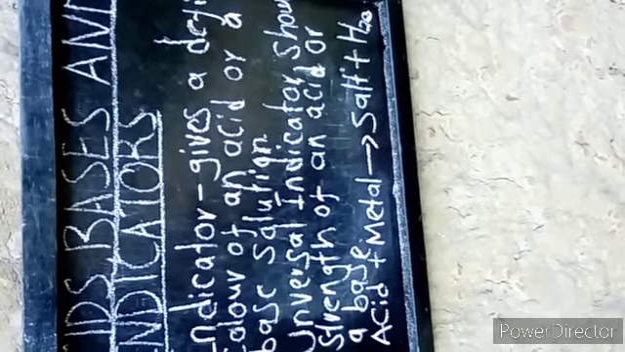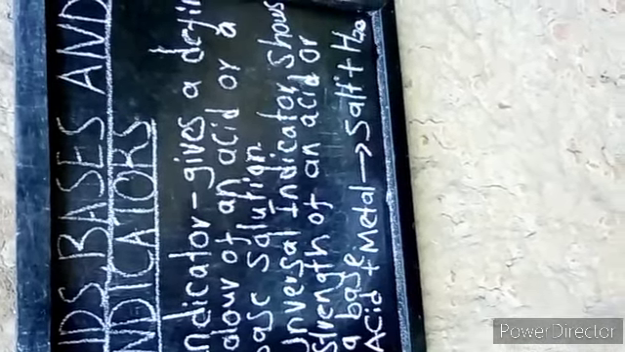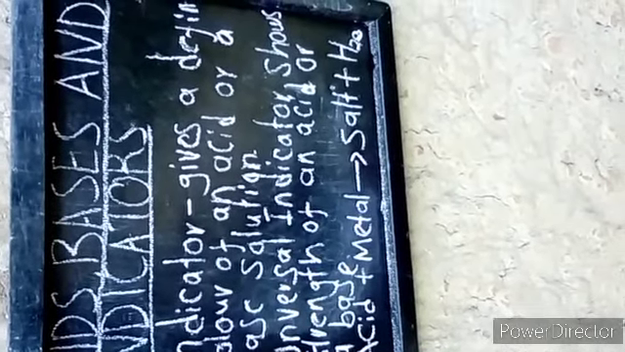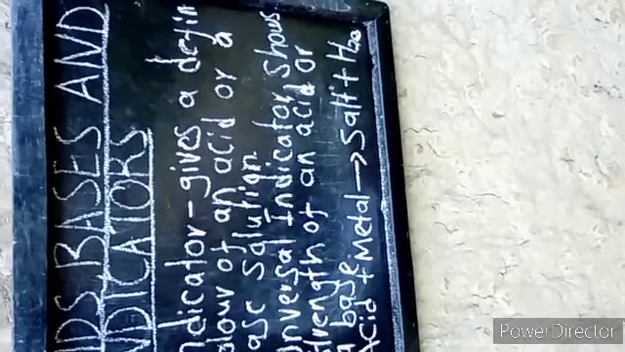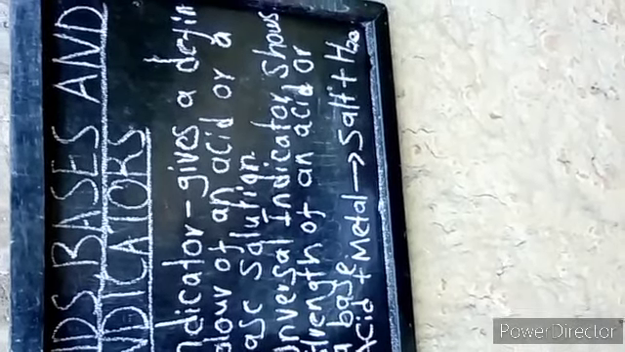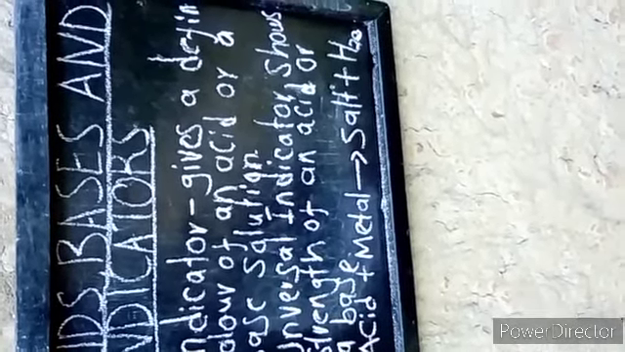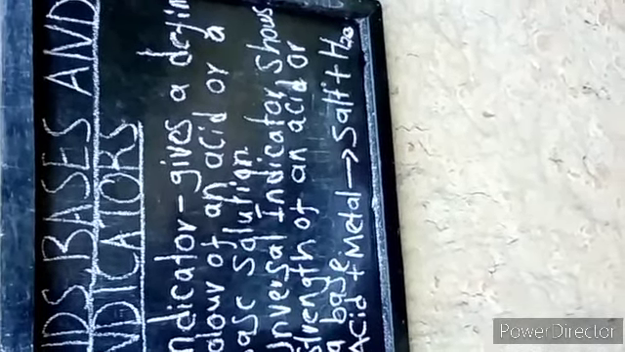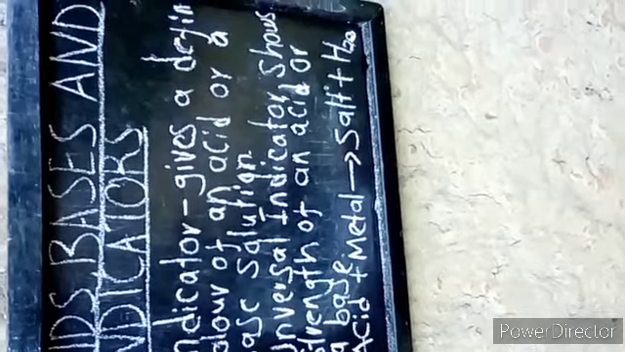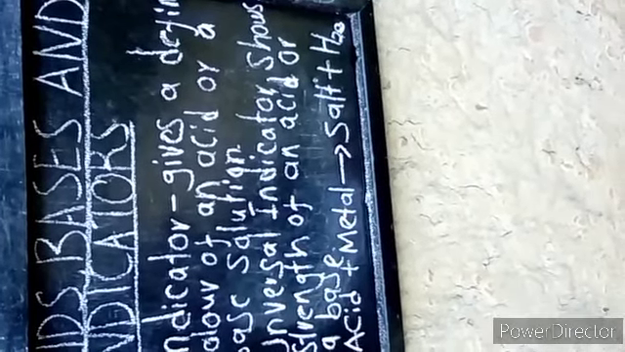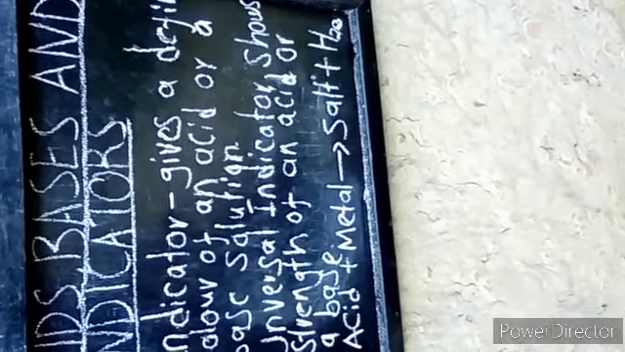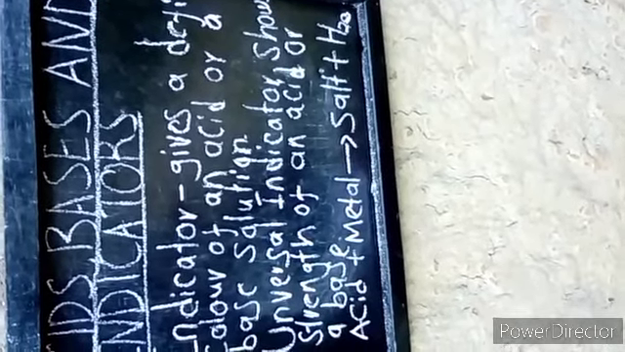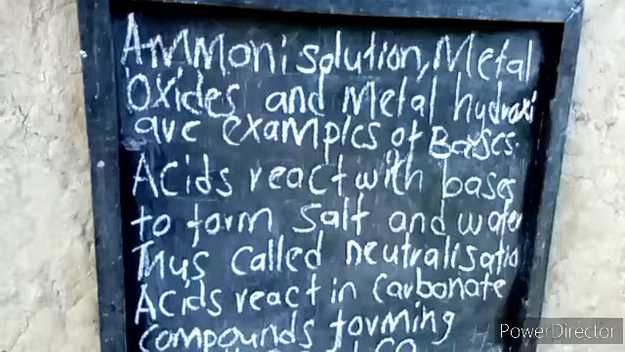So our topic today is acids, bases, and indicators. An indicator gives a definite color of an acid or a base solution. Then universal indicator shows the strength of an acid or a base. Then the summary equation of acid plus metal: we get salt and hydrogen gas as the end product when we react an acid and a metal.